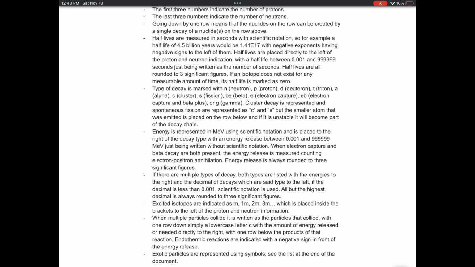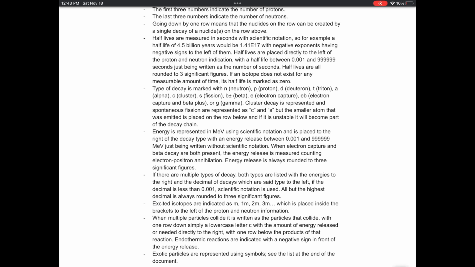If there are multiple types of decay, both types are listed with the energies to the right and the decimal of decays which are said type to the left. If the decimal is less than 0.001, scientific notation is used. All but the highest decimal is always rounded to 3 significant figures, because if you round them all, then they will either add up to more than 1 or less than 1, and we can't have that.